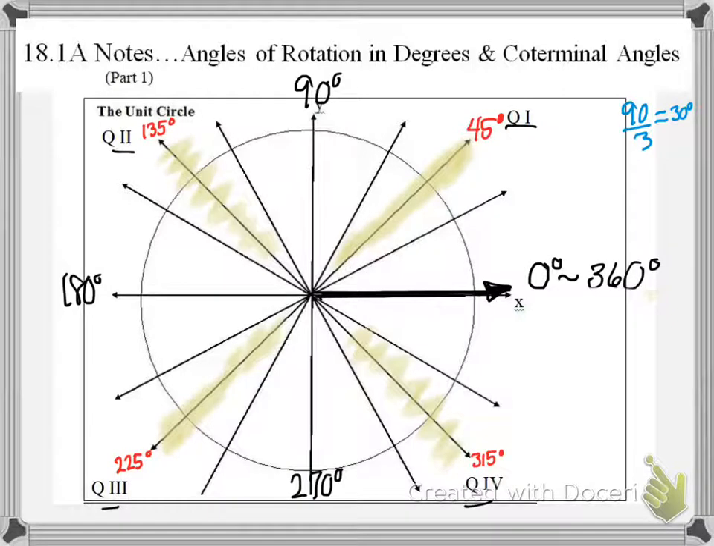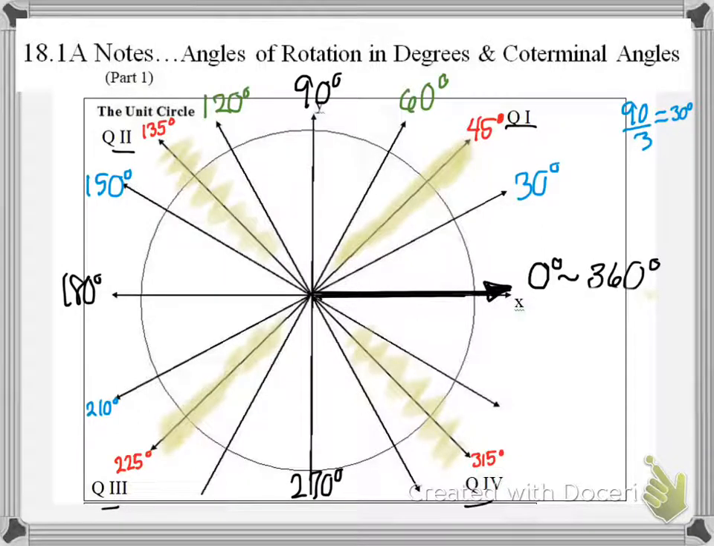So 0 plus 30 is definitely 30 degrees. And if I do plus 30 again, I'll get to 60 degrees. And plus 30 again takes me to this 90 that I already know. And plus 30 again takes me to 120 degrees. Plus 30 again takes me to 150 degrees. Plus 30 again takes me to that 180 that I already know. Plus 30 again takes me to 210 degrees.